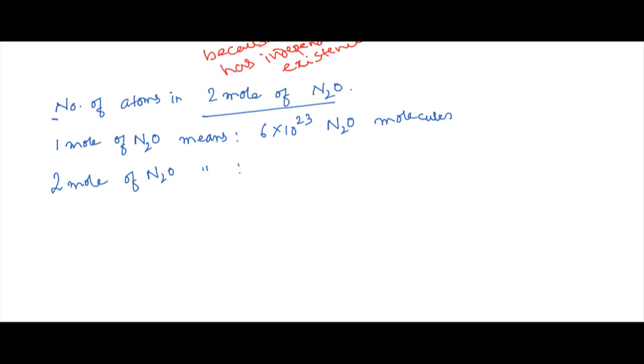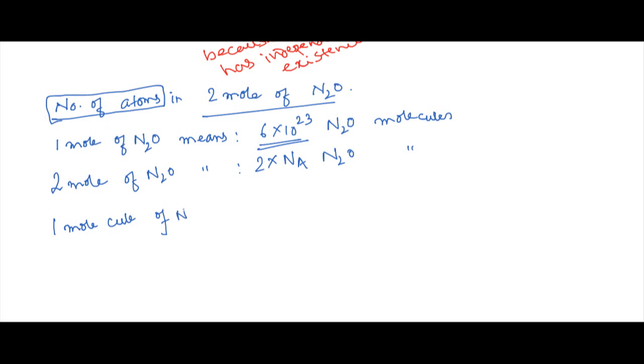Now, please do not go into this part first. Whenever a mole is given, first find out the number of particles like I have shown over here. Here there are 2 moles, so it will be directly 2 into Avogadro's number of N2O molecules. Now, one molecule of N2O is equal to 2 N plus 1 O atoms. So the total number of atoms is 3.